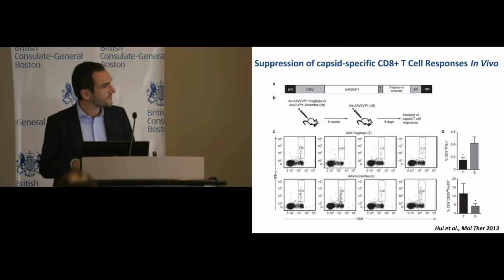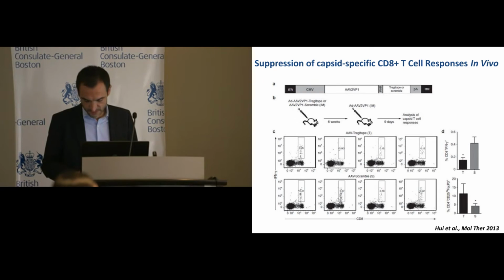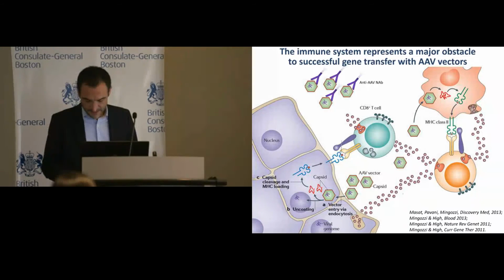And you can do the same in vivo if you create fusion proteins of the capsid, so the offending antigen, with this regulatory T-cell epitope. You can decrease CD8 T-cell activity in mice and increase the frequency of CD4 positive, CD25 high, FoxP3 positive T cells in spleen.